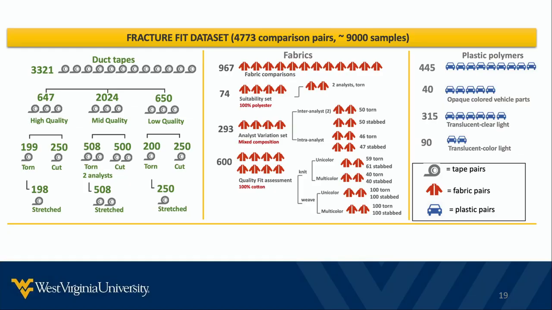So our database corresponds to more than 9,000 physical samples of duct tapes, fabrics, and polymer plastics, and more than 4 times that in a digital database of images that we use for our computational algorithms to do some comparison and compare that to a human.